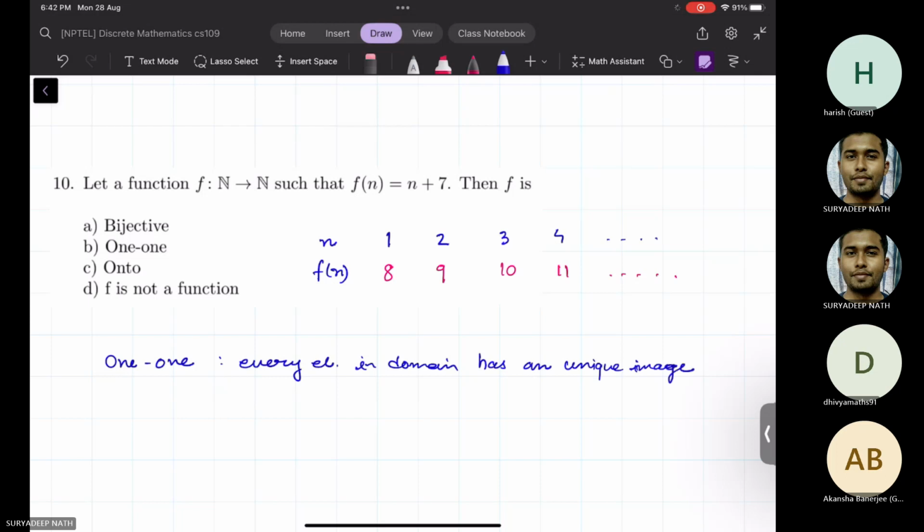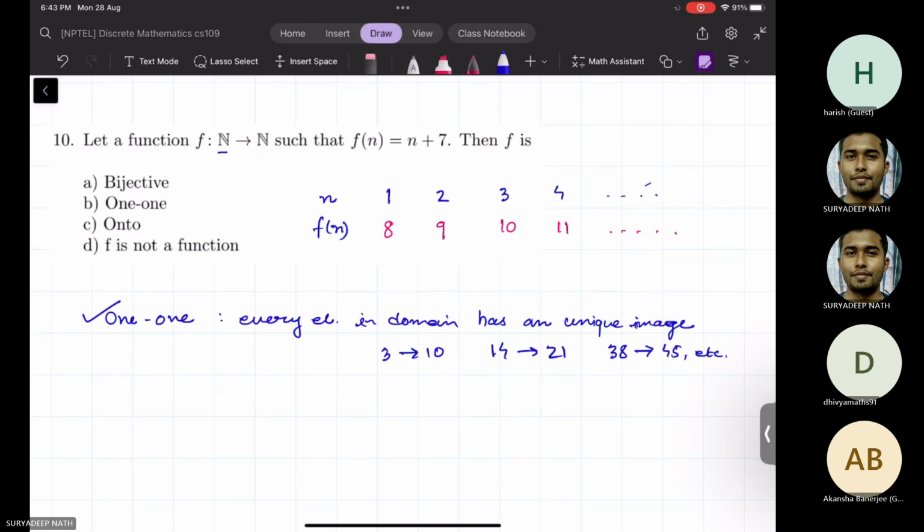So your domain is your natural number set. So do you think that every element in the domain has an image? Yeah, it is obvious. So you take any number in the domain, any natural number, let's say 3, and you add 7 to it, you get an image that is 10. So like this, 3 to 10. Any number you say, you take 14, you get 21. You take 38, you get 45, and so on. So it is definitely 1-1.